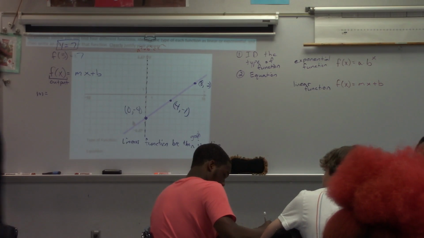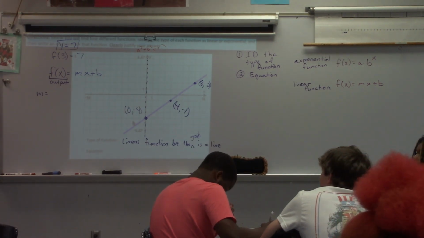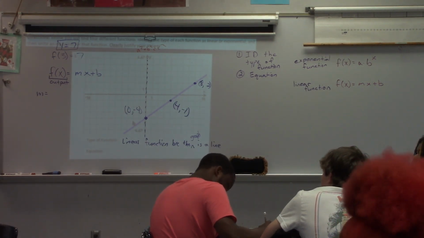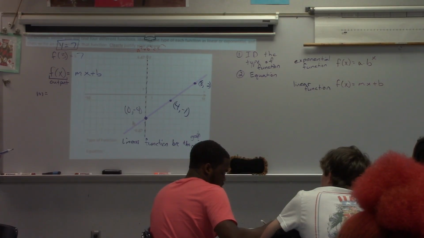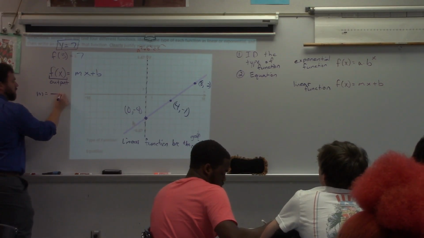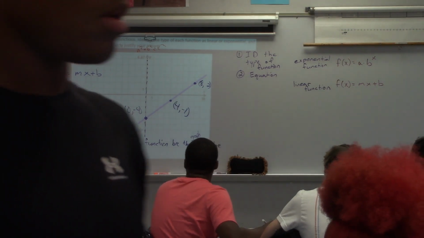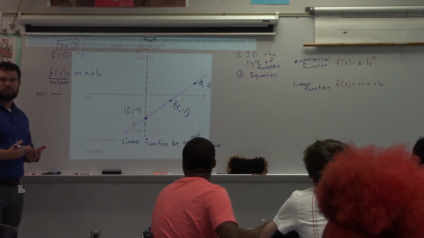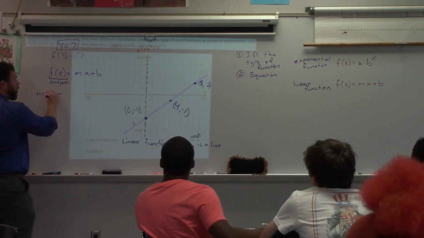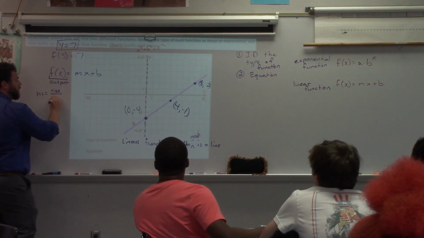So, m is my slope. How do I calculate that slope? Divide. Wait, no, I am going to divide something. 2 over 3, I mean, 3 over 4. How do we calculate slope? Rise divided by run, or change in y over change in x.